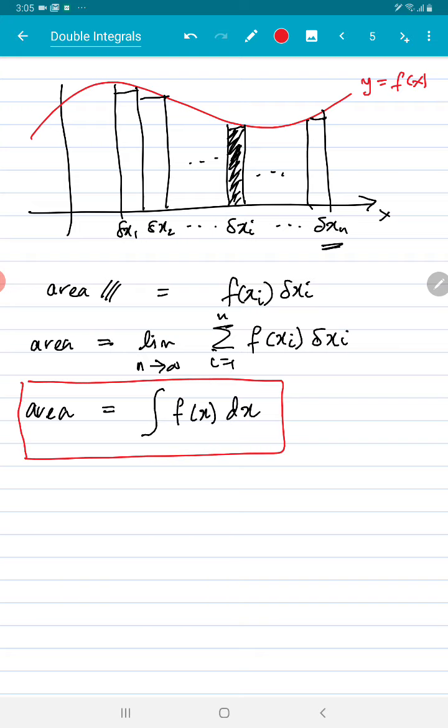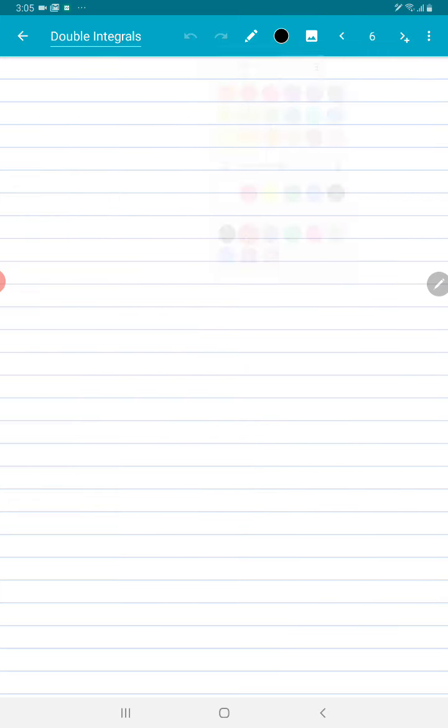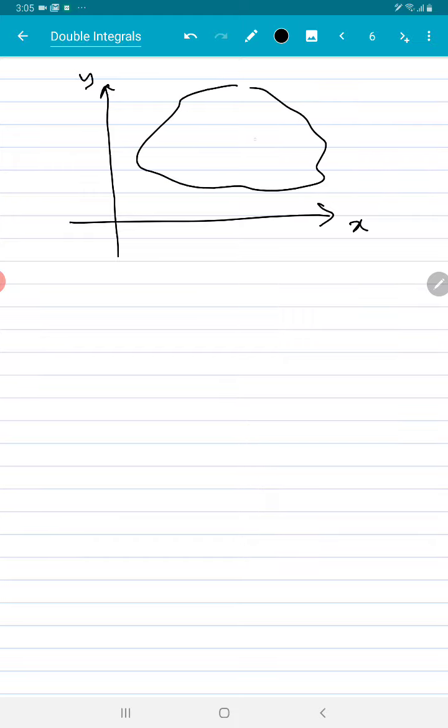Now we can extend this to two variables instead of one. Let's say you have a region R on an xy plane. So here we have x, y, and this is our region R, and we want to find the area of that region. We're going to use the same concept as before, but now instead of rectangles under a curve, we're going to partition this into a few smaller squares or rectangles.